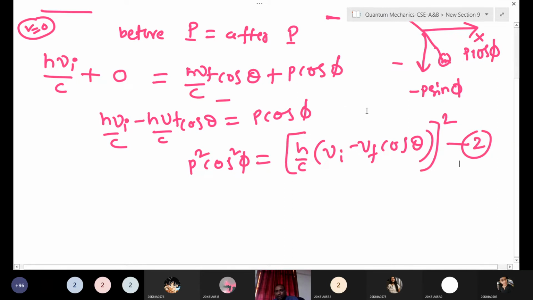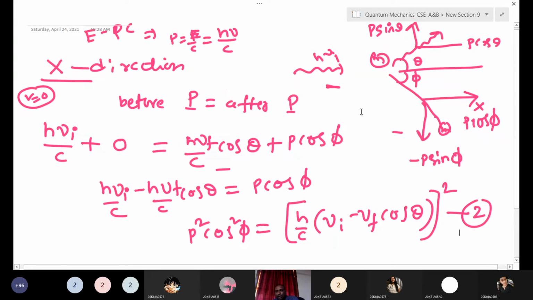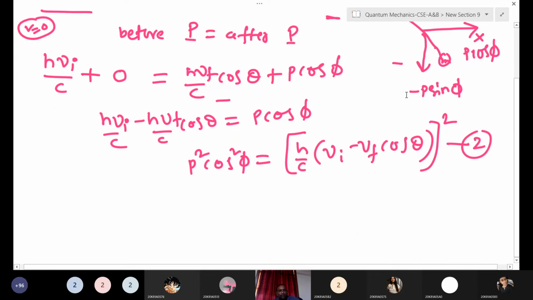And you have to find again along the y direction. What is the momentum along the y direction here? The same formula you have to apply: momentum conservation law along the y direction before collision and after collision. Before collision, what is the photon momentum here? Anyone please? Along the y direction we are applying.